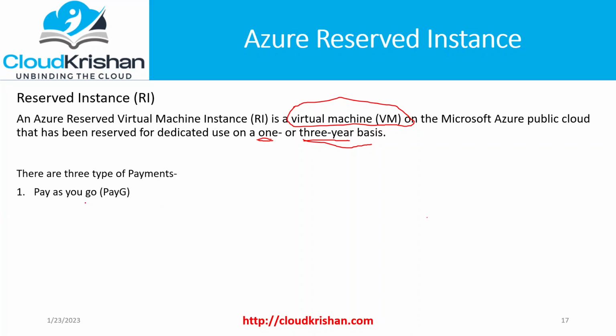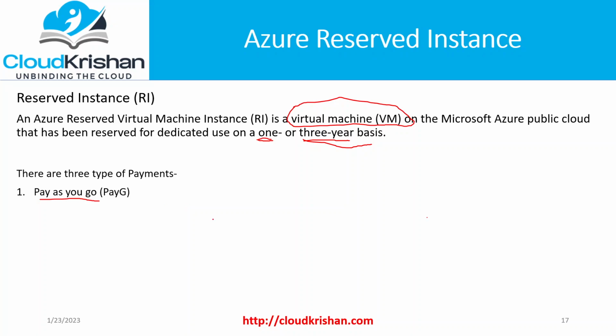The first type of payment is pay as you go. Pay as you go means you create a virtual machine and you pay as much as you use, right? If you need it for a few days, use it for a few days, and then delete it, you will pay just for the few days.